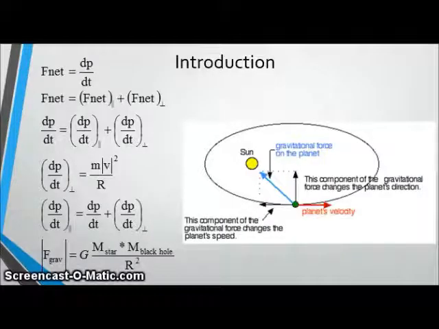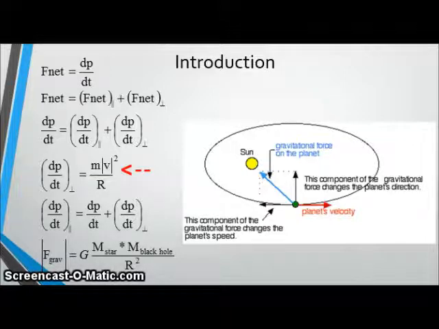Now, let's take a look at some of the equations that I used in this experiment. From the momentum principle, I have the equation Fnet equals dp/dt, which in turn equals Fnet parallel and perpendicular, as well as dp/dt parallel and perpendicular. dp/dt parallel and dp/dt perpendicular and the Fnet parallel and perpendicular are parallel and perpendicular components of the net force and the change in momentum over time. These components help us examine and understand curved motion.